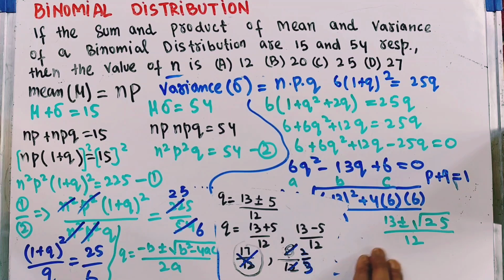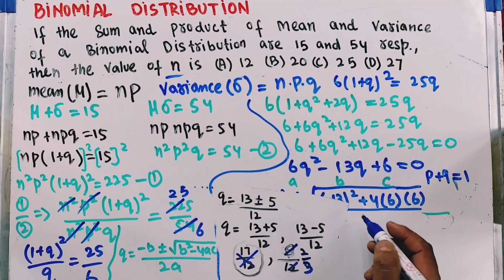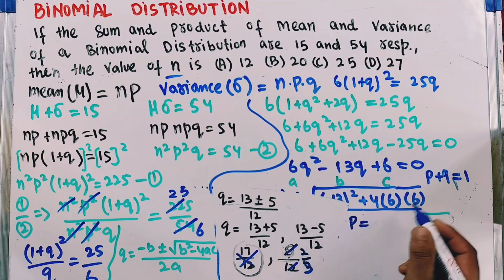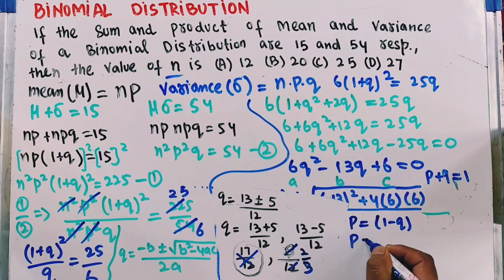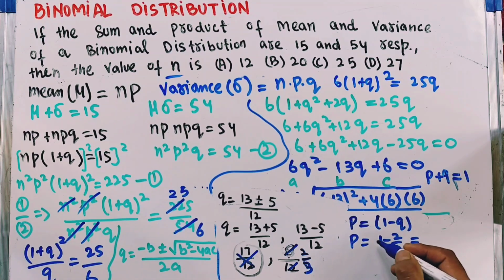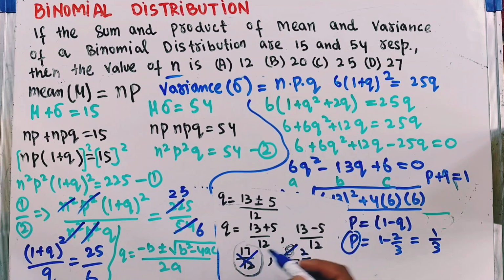Now when we got the value of q is equal to 2 upon 3, we need to find out the value of p. So p will be equal to 1 minus q, which is 1 minus 2 upon 3, which is equal to 3 minus 2 upon 3, which is 1 upon 3. So we got the value of p and q. We need to find out the value of n.